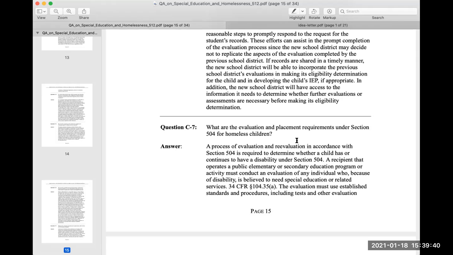What are the evaluation and placement requirements under Section 504 for homeless children?